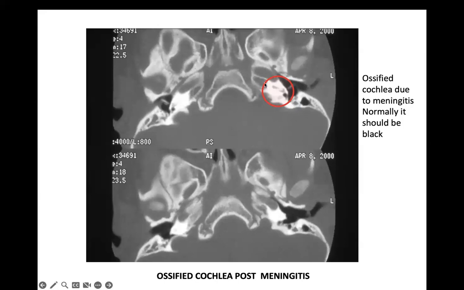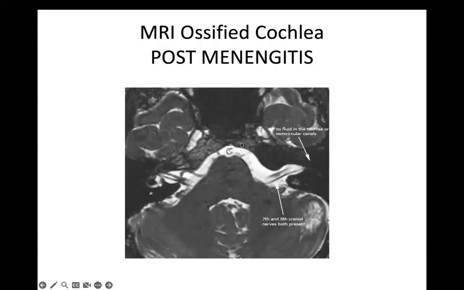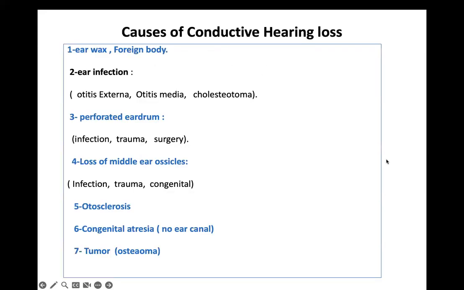You can see here, this is an ossified cochlea, okay? It's like very dark. This is due to meningitis, okay? Post-meningitis can basically cause it to ossify. This is also post-meningitis. You can see no fluid in the cochlea or semicircular canals. This is the cranial nerves that are present. Okay, so this is more important.